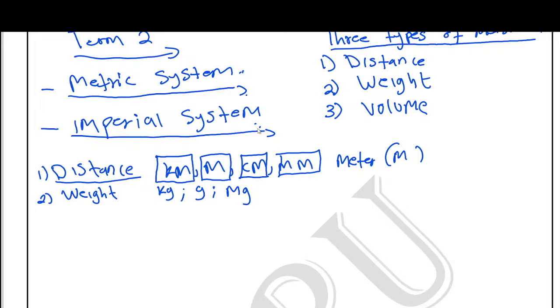Okay? So if you look at the weight again, there is something common here. What is our common unit here? Our common unit is grams, which is represented by the letter G. Then let's move to number 3. On number 3, we are going to talk about volume.